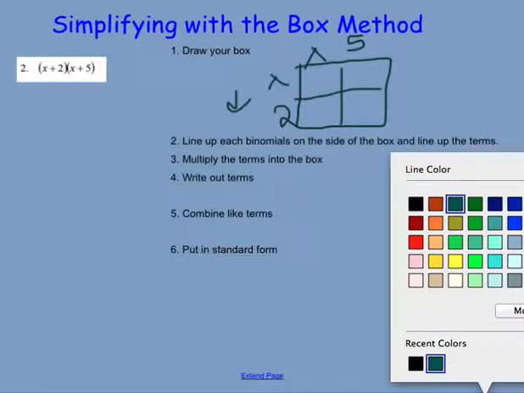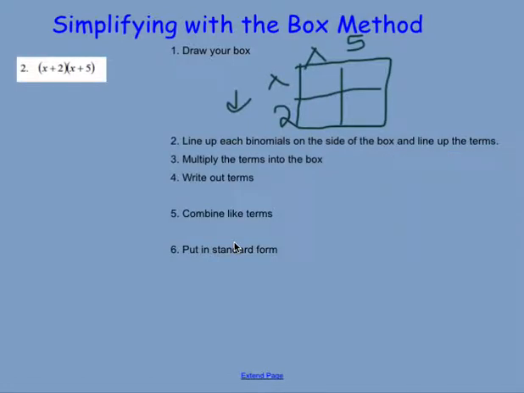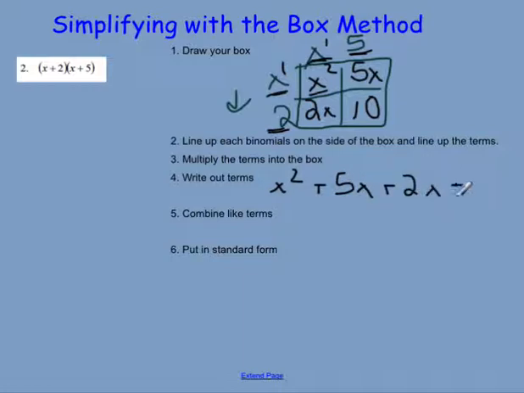So now I'm just going to multiply into my box. So for this box, I'm going to have x times x. Remember, that's the same as x to the first times x to the first. So you add those exponents and you get x squared. And then I have 5 times x, that's going to give me 5x. Then I'm going to have 2 times x, that's going to give me 2x. And then I'm going to have 2 times 5, that's going to multiply into this box to be 10. So let's write out all of our terms. So we have x squared plus 5x plus 2x plus 10.